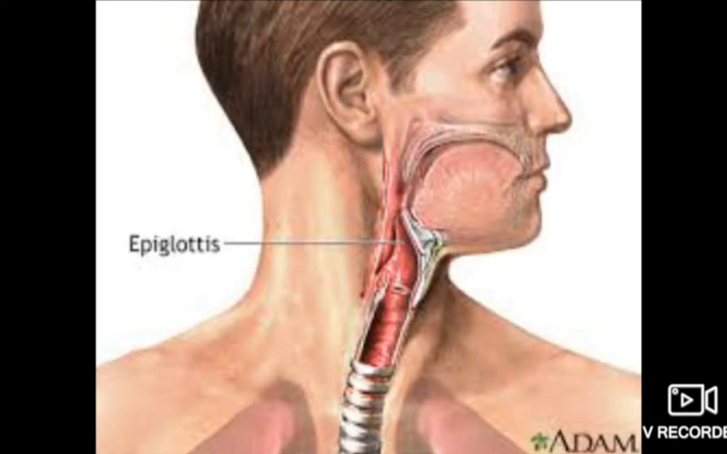Okay, so now let's learn about the esophagus. What is an esophagus? The esophagus is a muscular tube. It connects the mouth to the stomach.